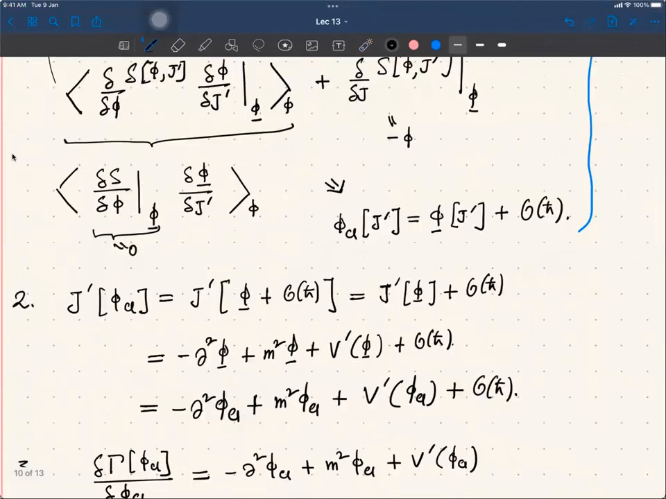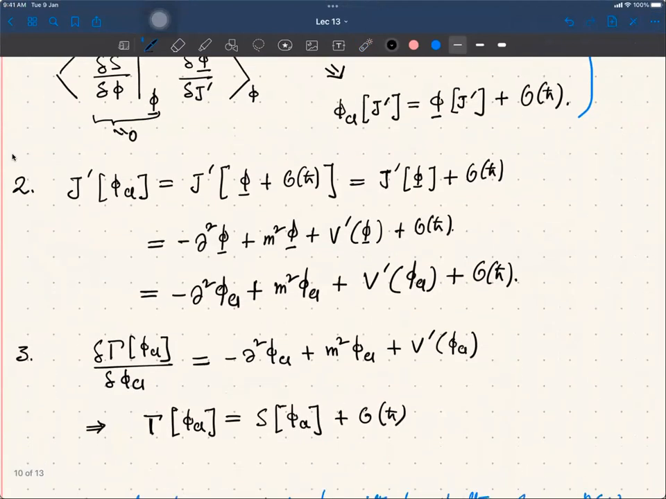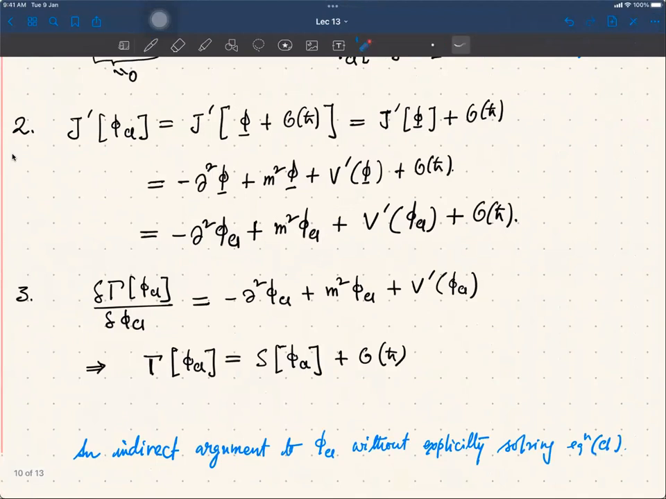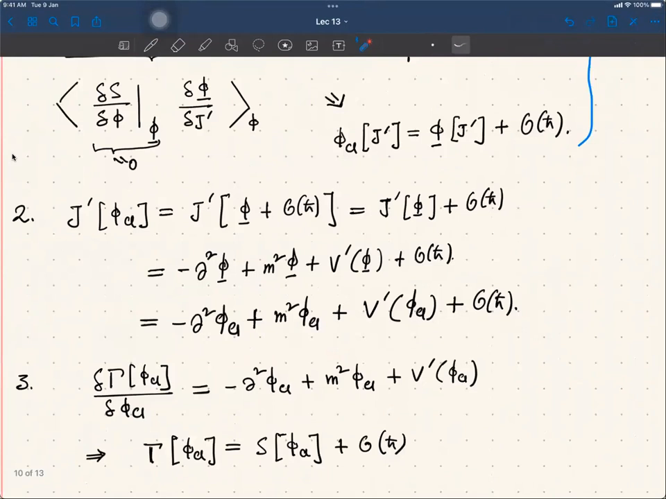So far we had calculated the leading contribution to the effective potential, the effective action. Now we will calculate the order h bar contribution, which we have neglected so far.